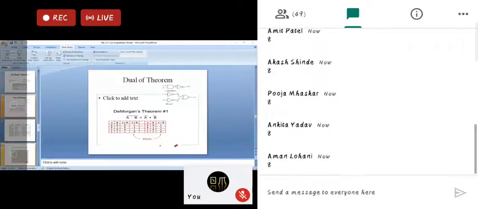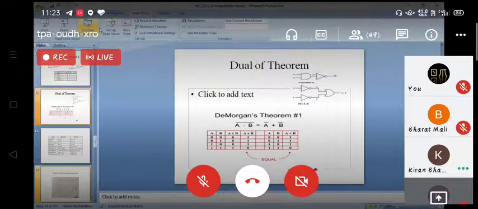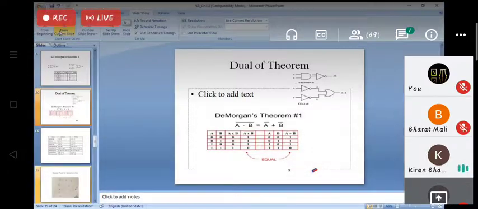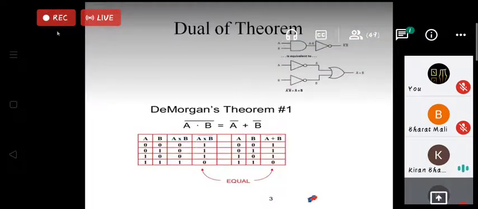Because 0, 0, 0, 0, 0, 1, 1, 0, 0, like that. 0, 0, 1, 1. So very good. You have got enough practice to solve the truth tables and all. So with the two inputs, it is four combinations.